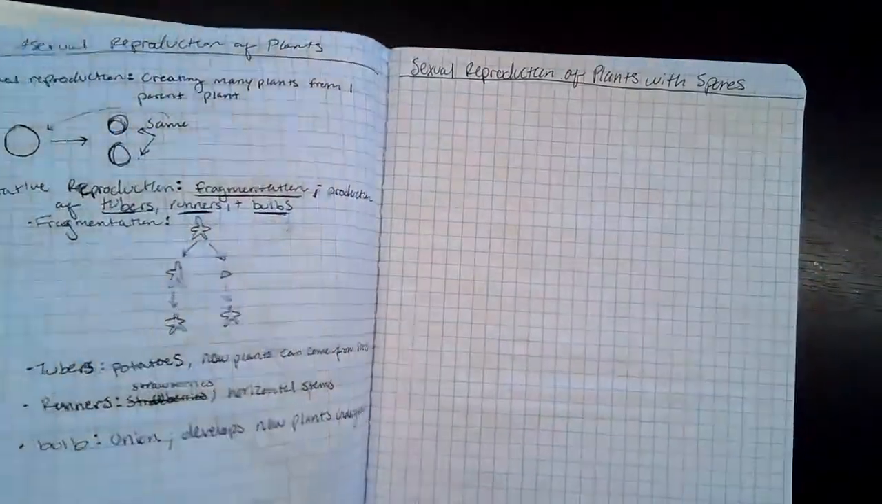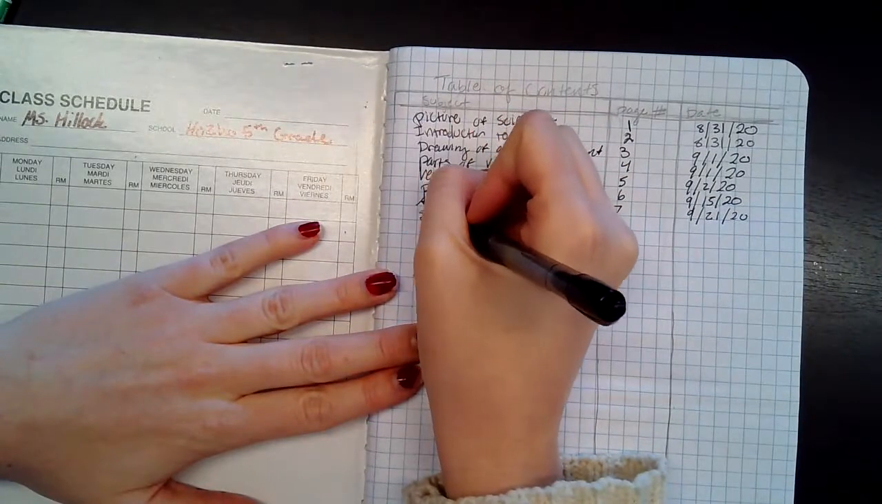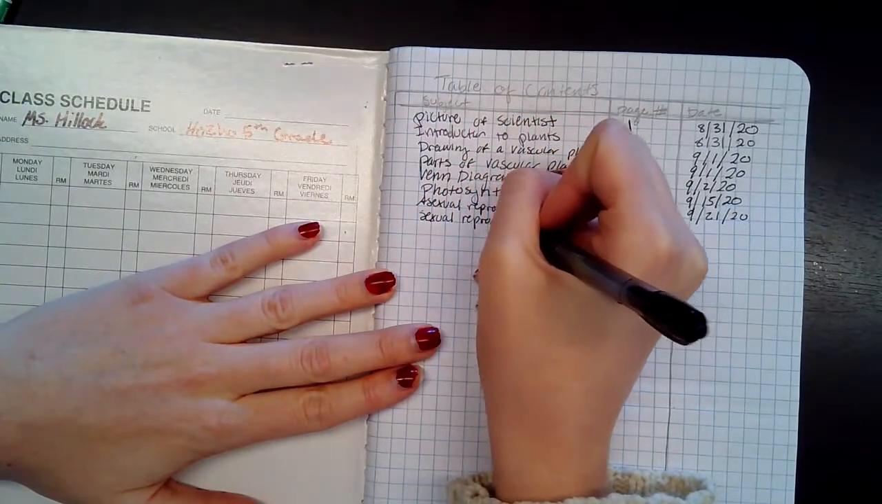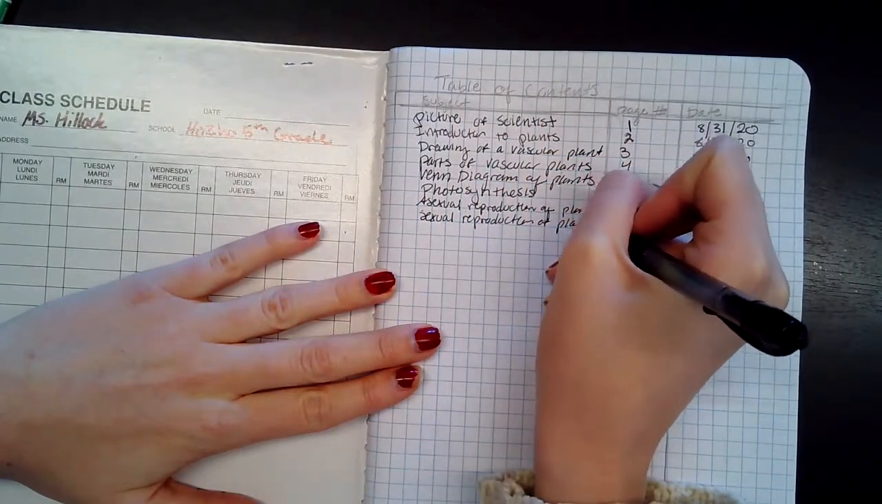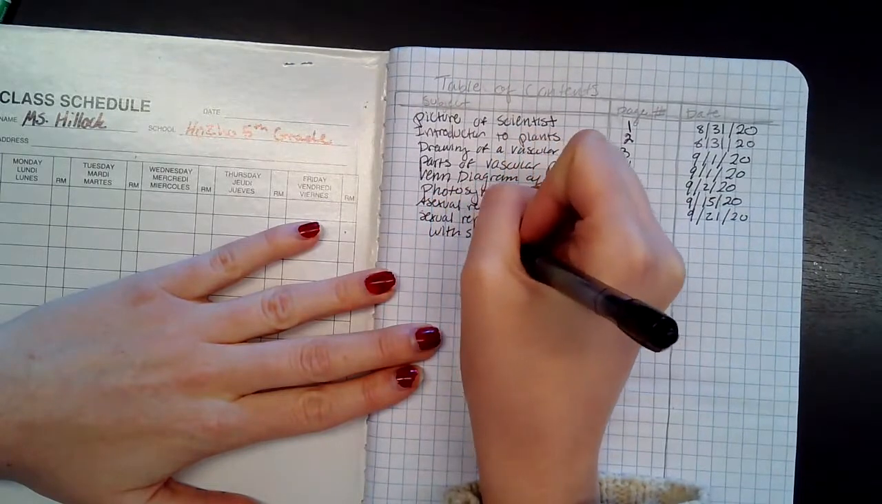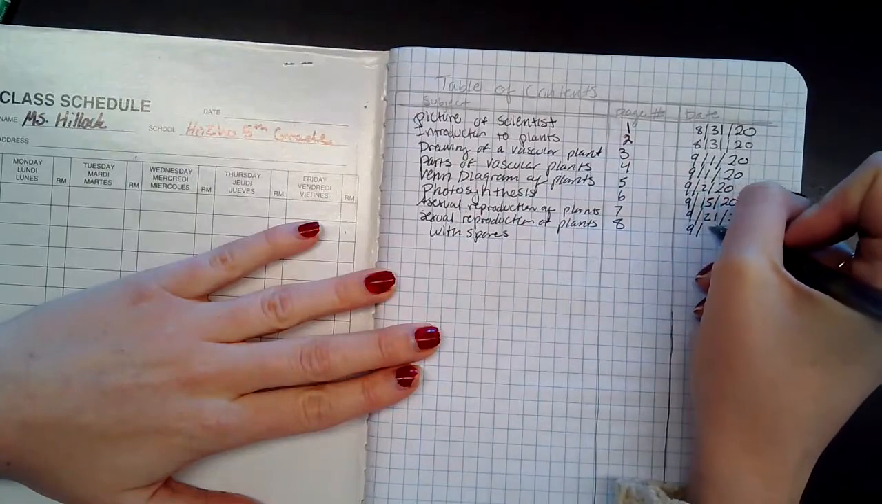So let's go to the table of contents and write that in. Sexual reproduction of plants with spores. Page 8 and today's date.